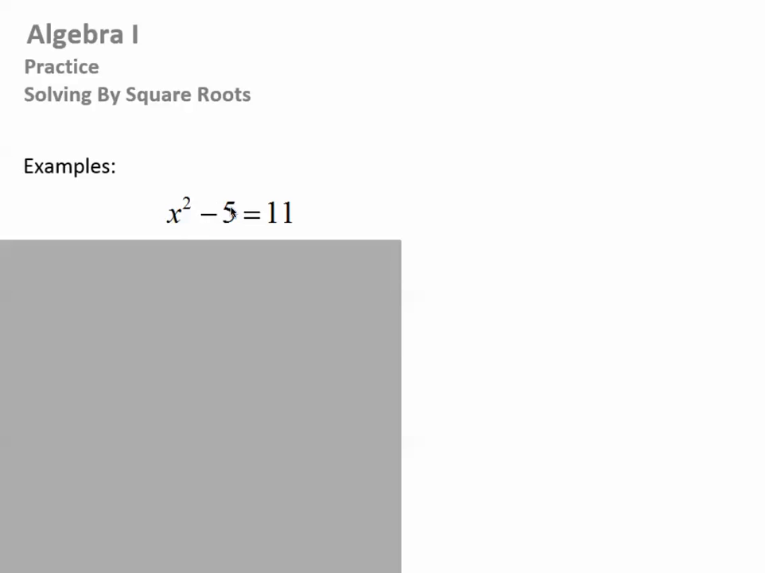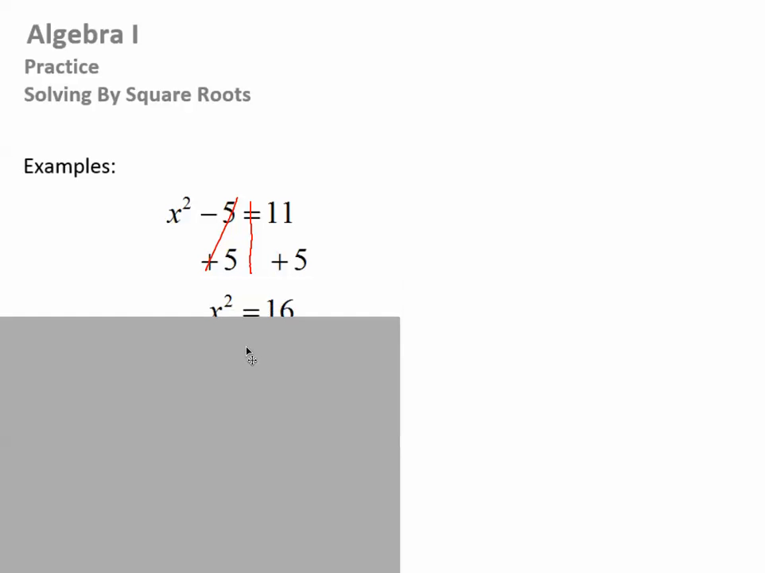We need to move the minus 5 away from the x from the left side of the equation. So that means we're going to add 5 to both sides. Remember how we draw a line at the equal sign? Well, that's what we're doing. That makes the minus 5 go away, and now we have x squared equals 16.